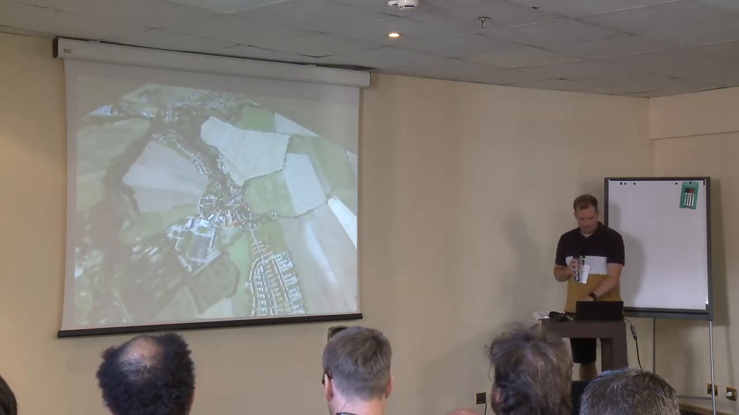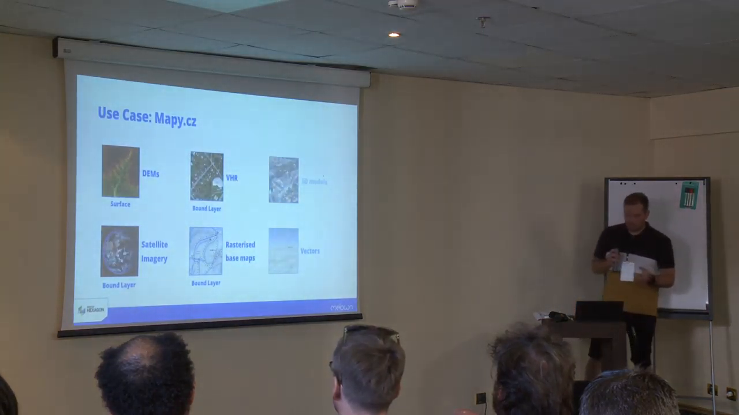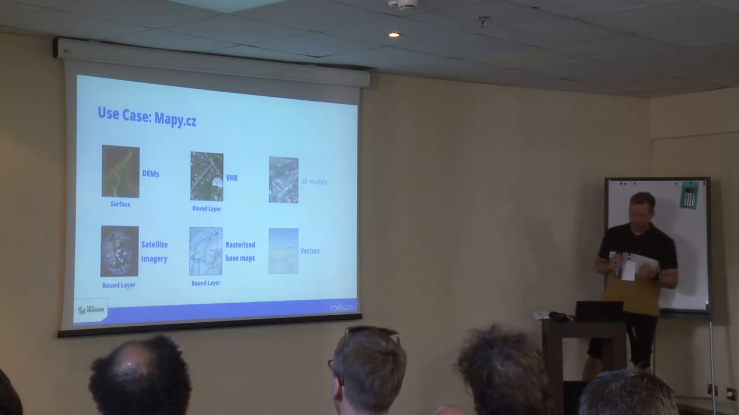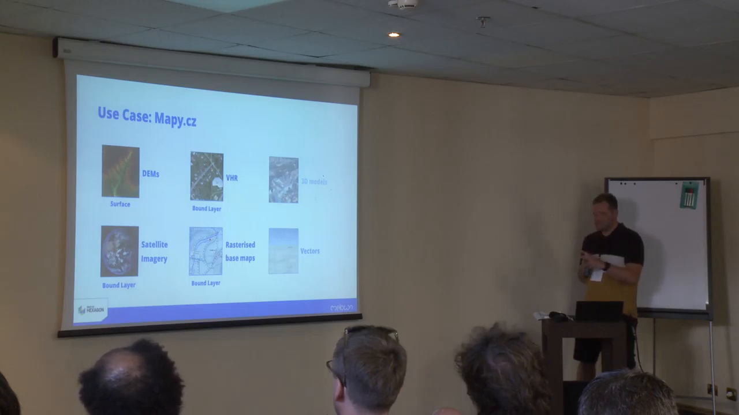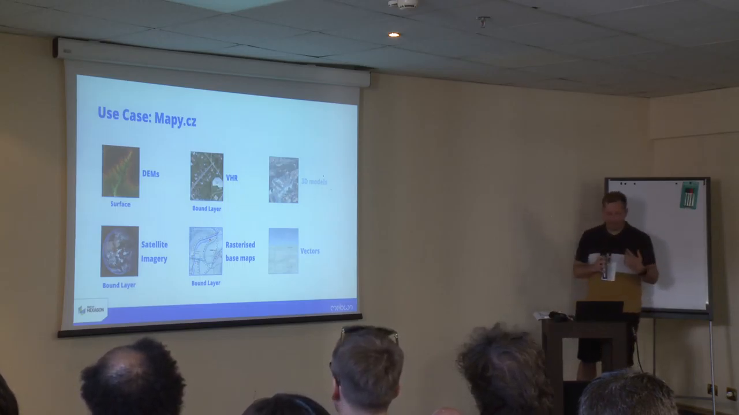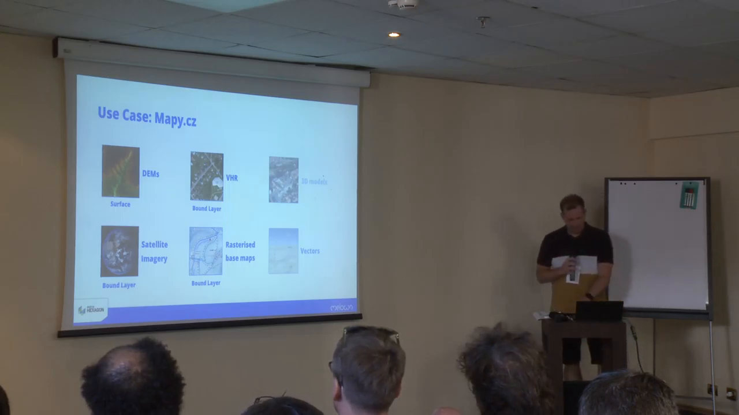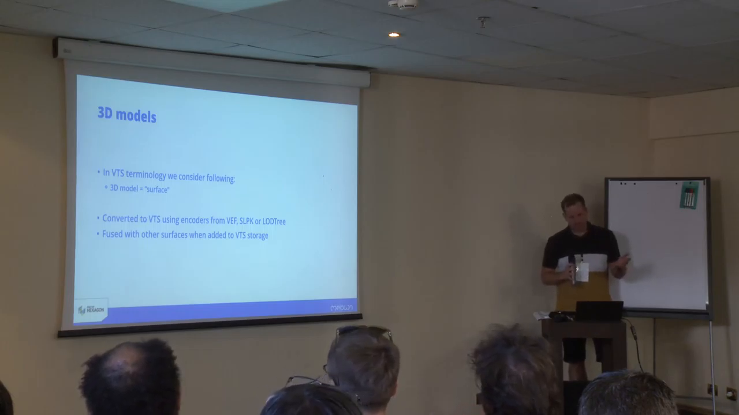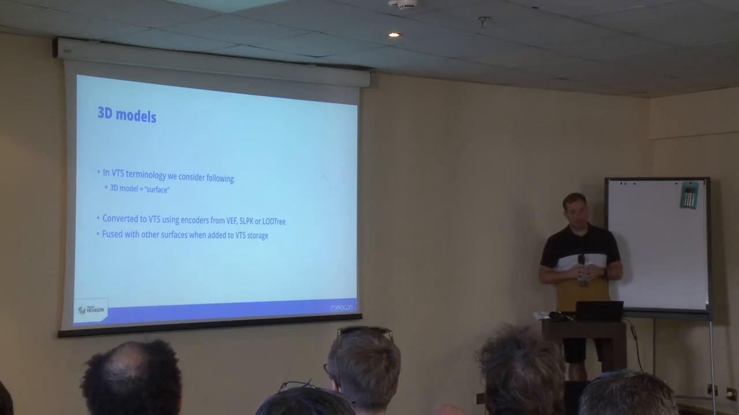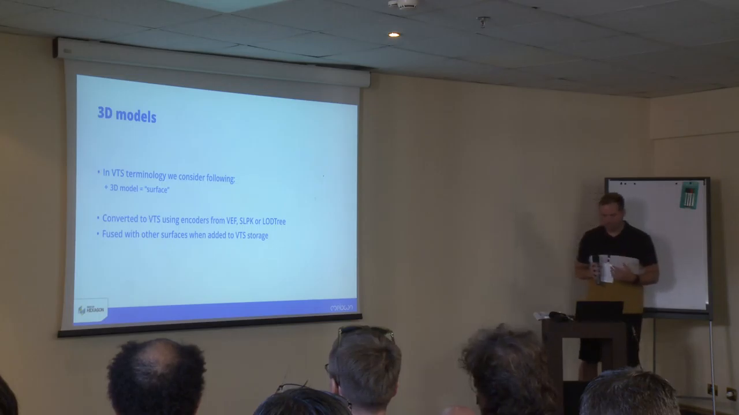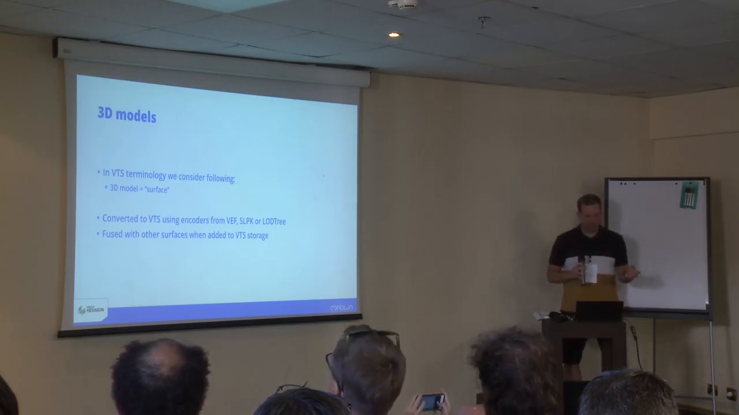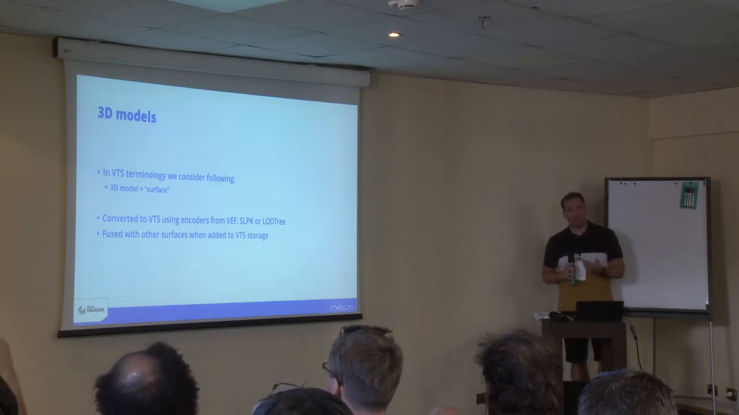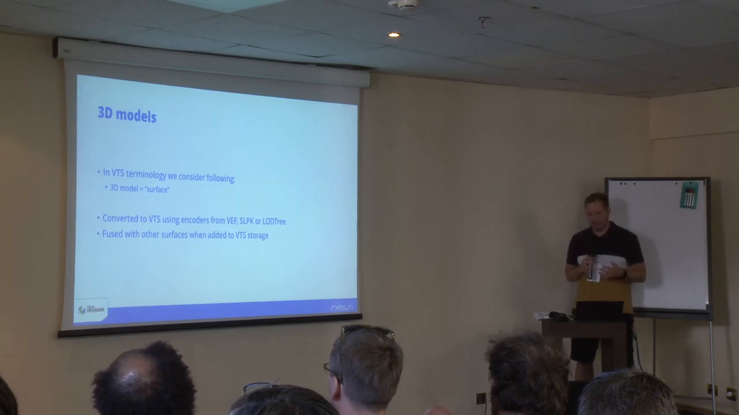If we return to our use case, we have covered a significant portion of data sets with those two instruments. So digital elevation models are surfaces, and satellite imagery, VHR data, and base maps are simply bound layers. The 3D models are considered a surface as well, but 3D models can contain their own visual information. It's called texture. The 3D models are static and pre-generated data sets converted to VTS using some encoder from a general format like VEF or SLPK.